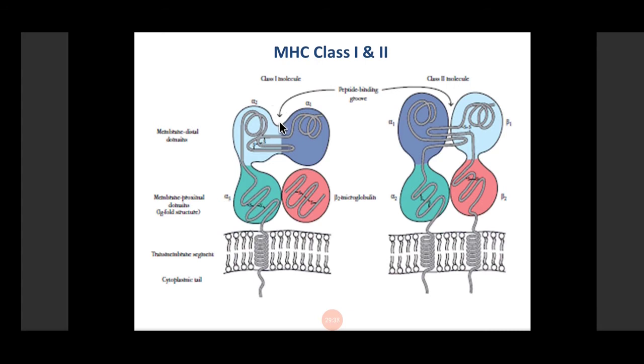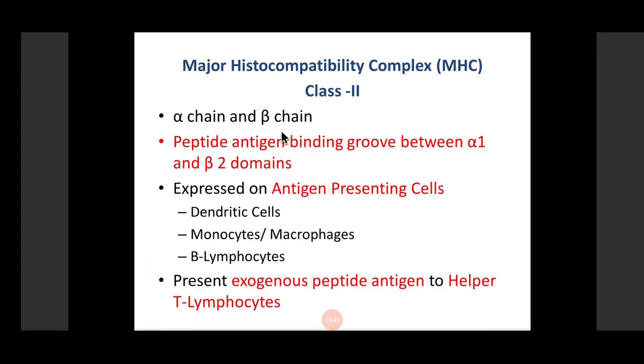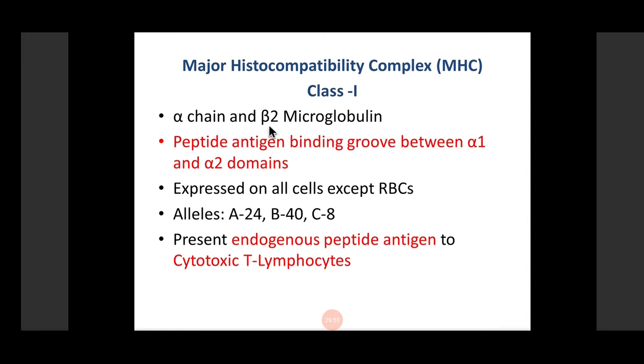Now this is the cleft which is formed between alpha 1 and alpha 2, and it is the one which actually binds to the peptide fragment and presents it to the cytotoxic T cell. Okay, so I'll just go back now. So alpha chain and beta 2 microglobulin, and it's the domain between alpha 1 and alpha 2 which presents the peptide fragment to the cytotoxic T cell.